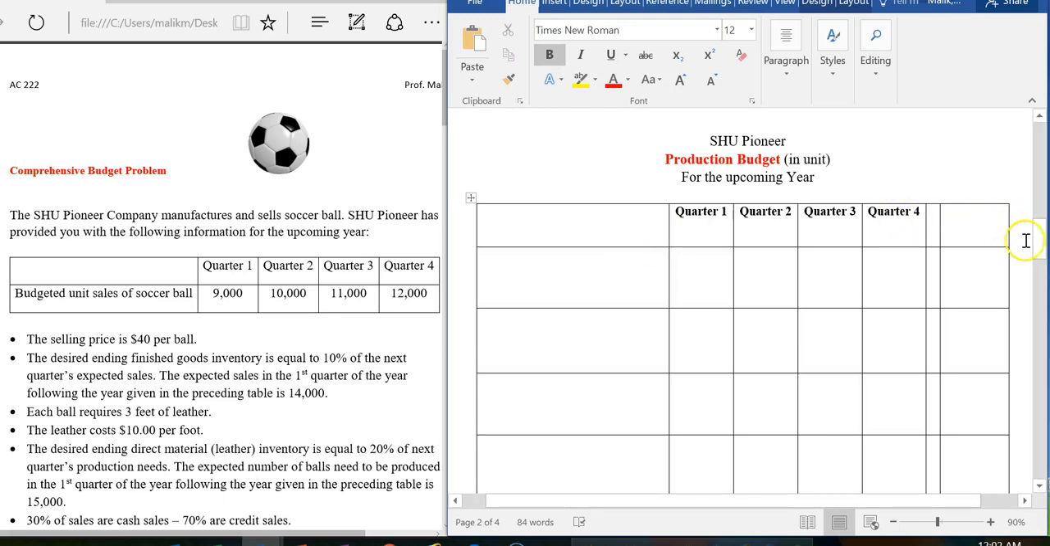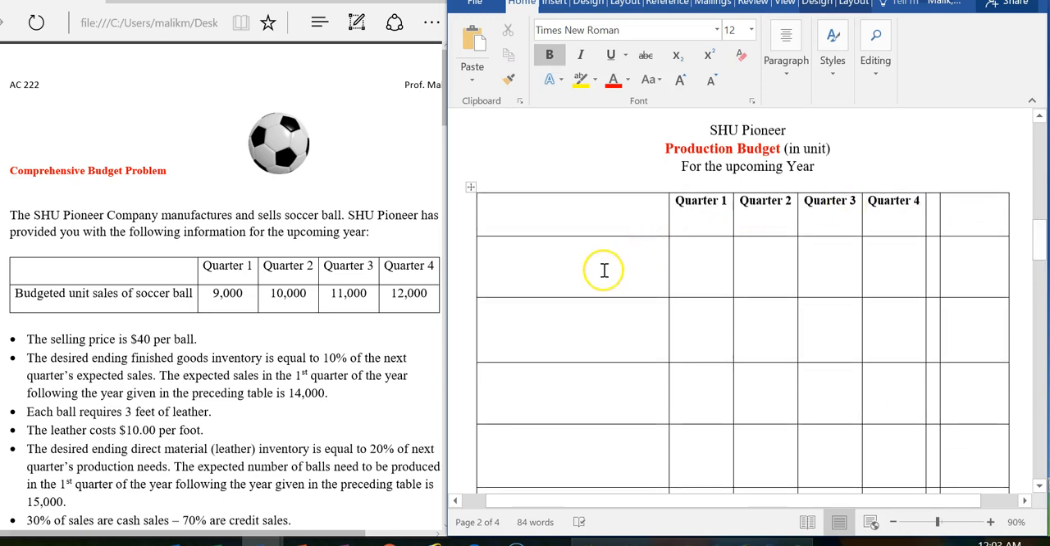For the number of units that they want to sell, it's all actually given here. These are the balls they want to sell. So we will write it down, number of ball sales. For quarter one, it's 9,000. Quarter two, it's 10,000. Quarter three, it's 11,000. And quarter four, it's 12,000. Right, so it's already given.